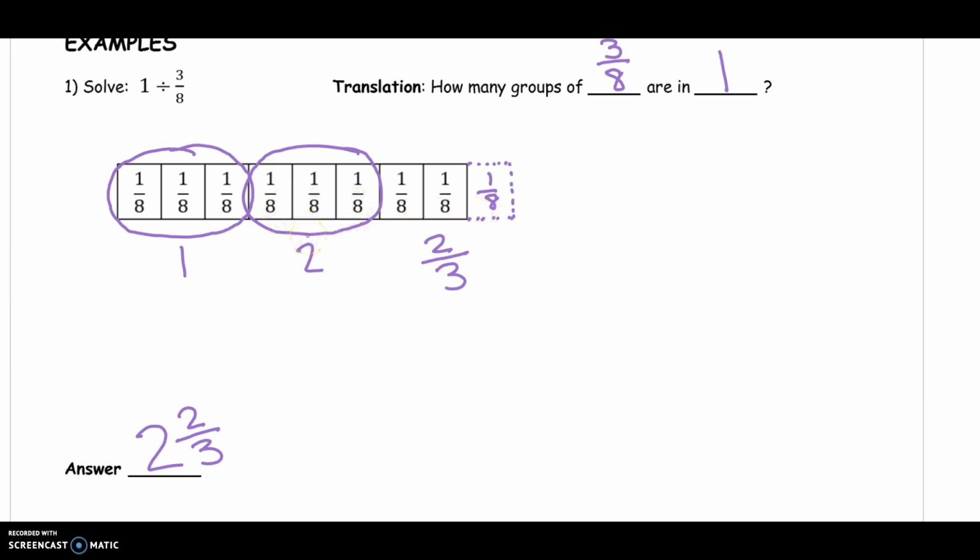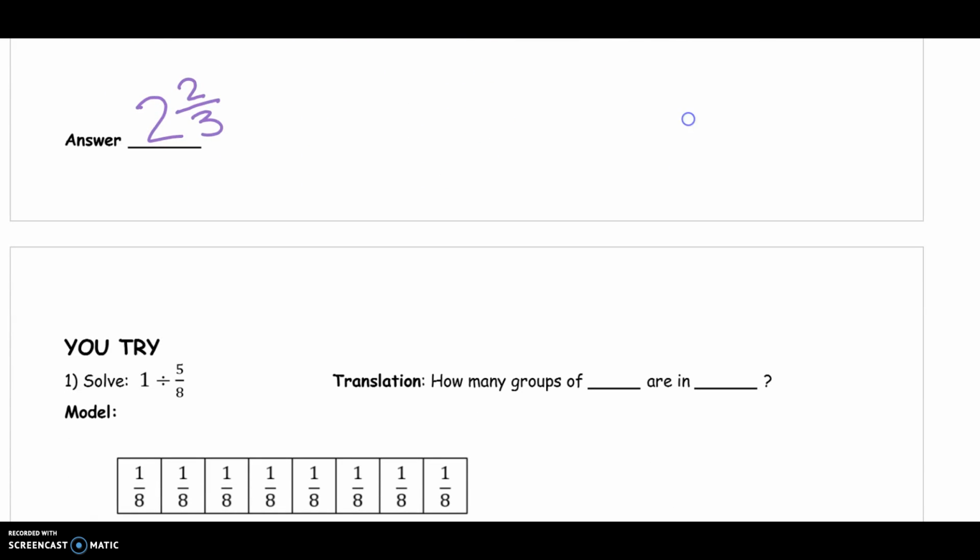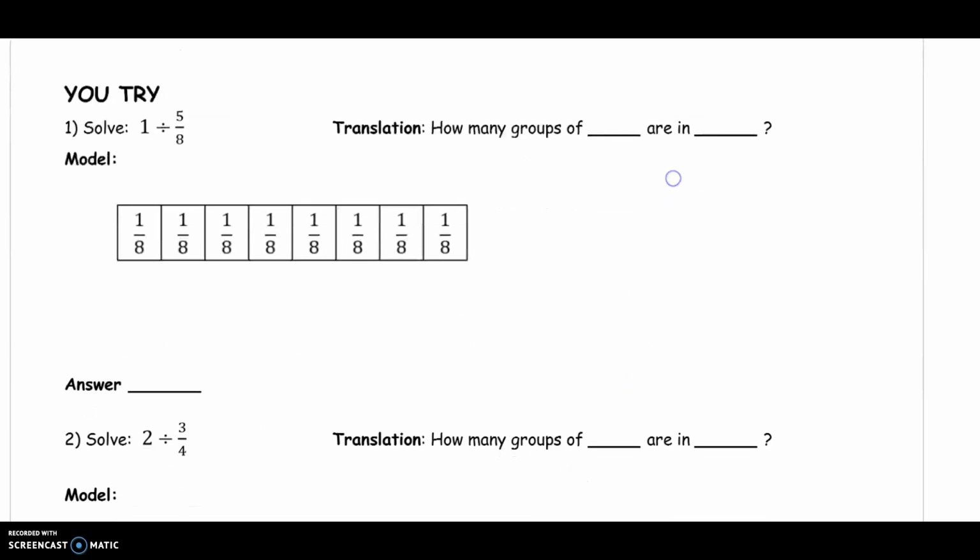A common mistake is to make the denominator 8. So people say, oh, well, I have 1/8 and 1/8, that's 2/8. But I'm asking myself, how many groups do I have? So I have 2/3 of a full group. Okay, go ahead and take a look at the You Try problems and give them a shot on your own. Number 1, the model's provided for you, and for the other examples, you have to draw the model on your own.